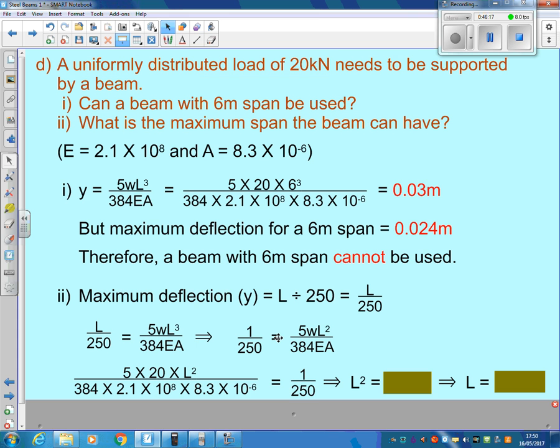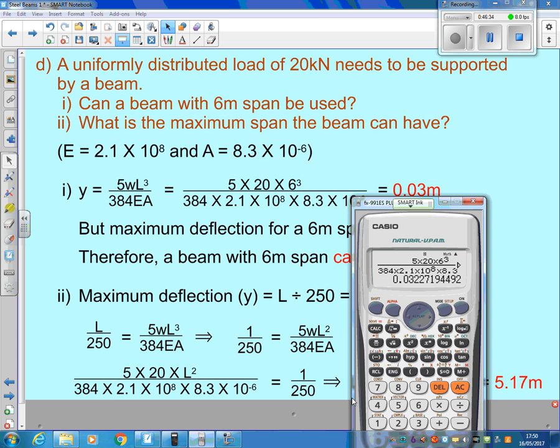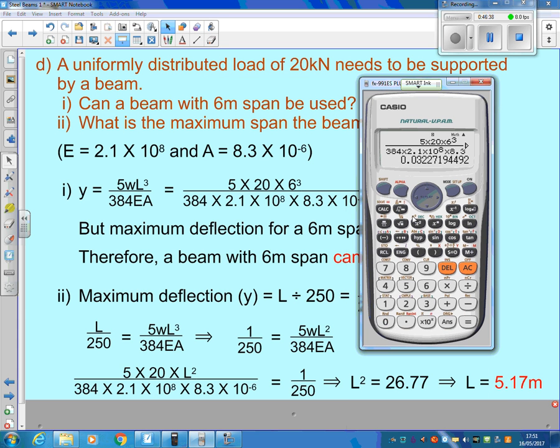Now this is another shift solve. If I shift solve it, and put an X instead of the L squared, I would get 26.77, and then when I square root that, I'm going to get 5.17. So let's just check that and see if that actually happens. Oh, I could have saved a lot of that. That was silly of me.